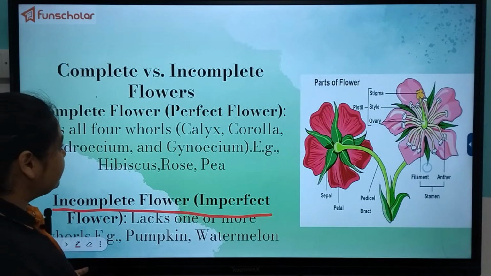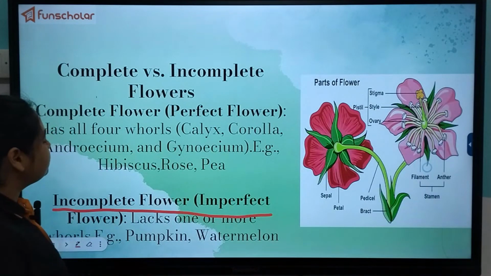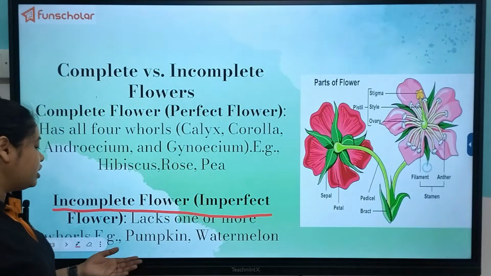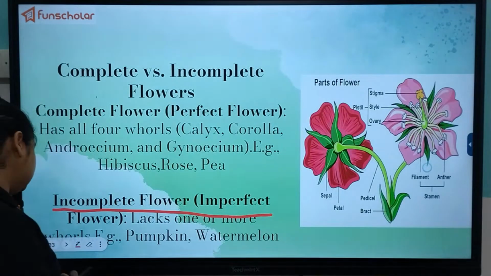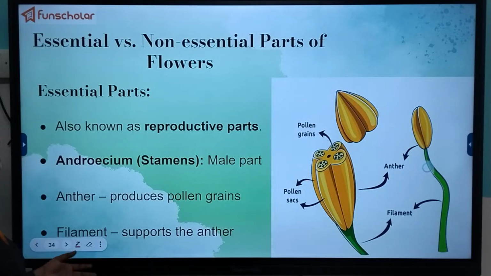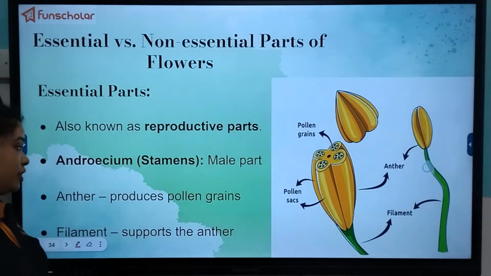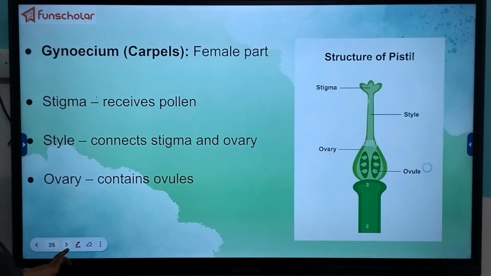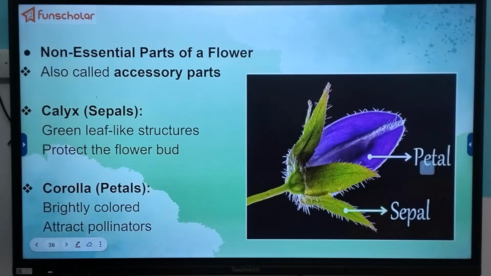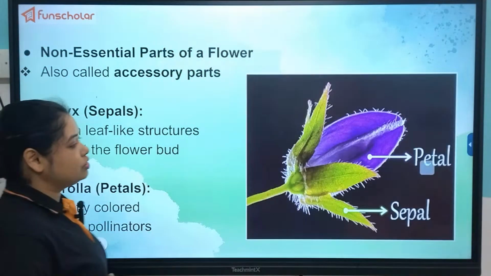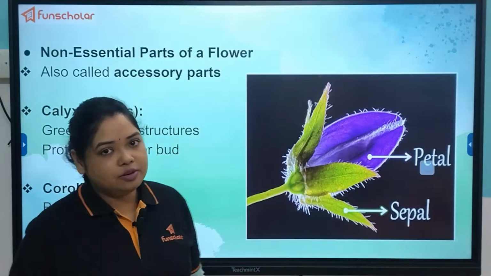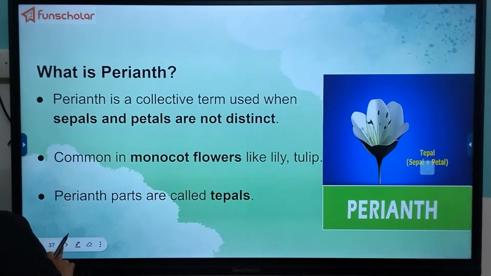The examples are given here. For complete flowers, we have hibiscus, rose and pea. For incomplete, we have pumpkin, watermelon, etc. Essential and non-essential parts we have already done. Essential parts include the reproductive parts, which directly take part in the process of reproduction. That means the androecium and the gynoecium. Whereas non-essential parts include the calyx and the corolla, which actually do not take part in the reproduction process directly.